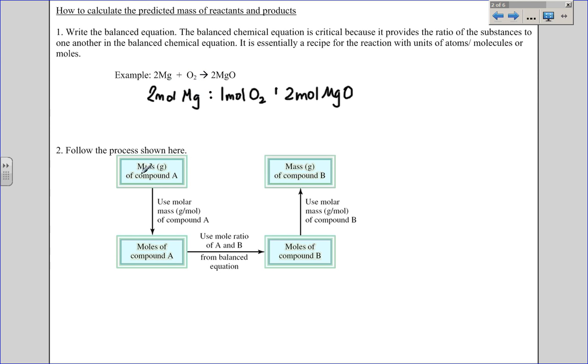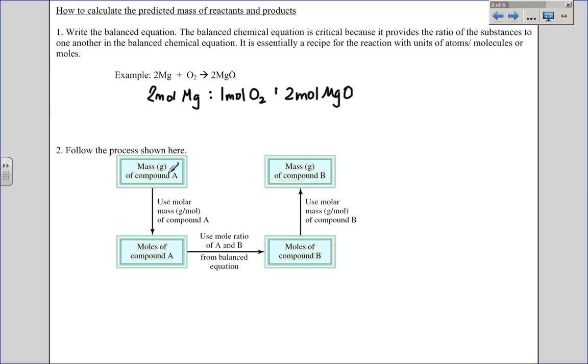When we want to solve a stoichiometric problem, a typical example is one where we're given the mass of one substance and we're being asked to find the mass of something else in that chemical reaction. And the process we follow is to find the moles of the compound that we're given first, and then we're going to use the ratio from the balanced chemical equation in order to find the moles of our unknown, and then we're going to be able to find out the mass of our unknown substance B.